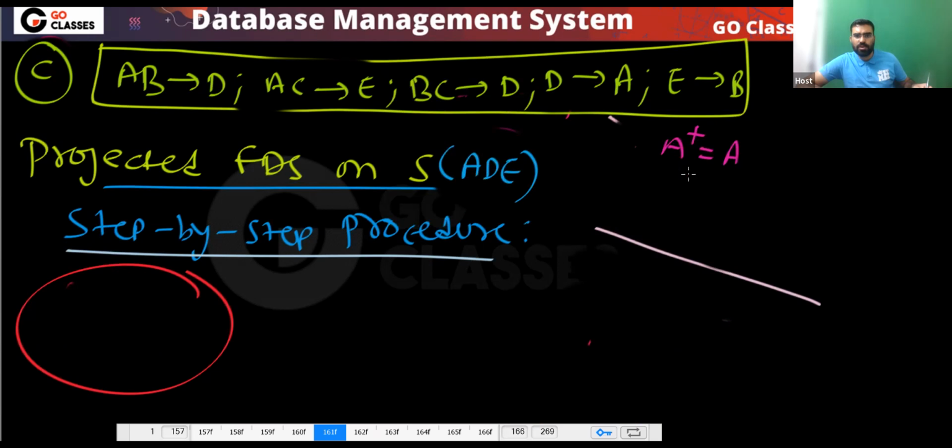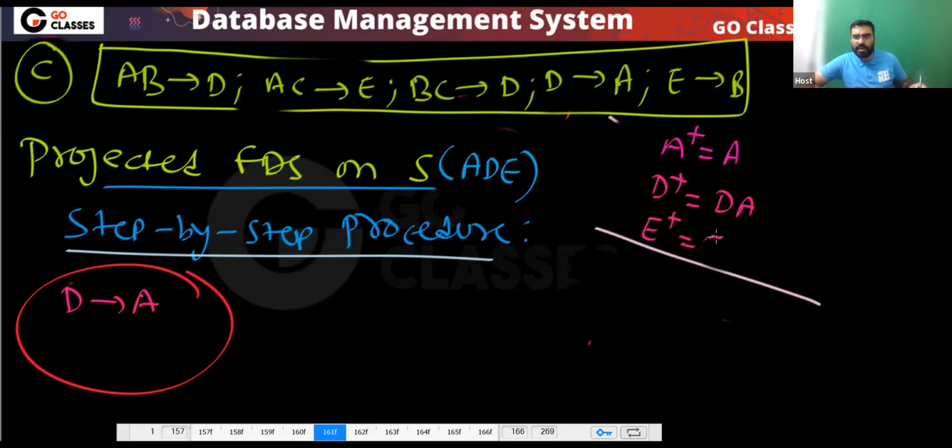Very quickly, you can do. You can notice A plus will be A. And what is D plus? D plus will be DA. That's it. So you can say that D can determine A. Here you can write yes. You can say D can determine A.